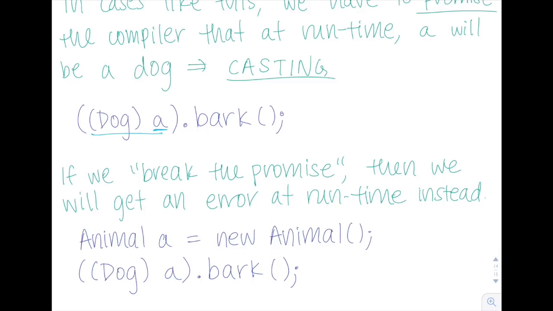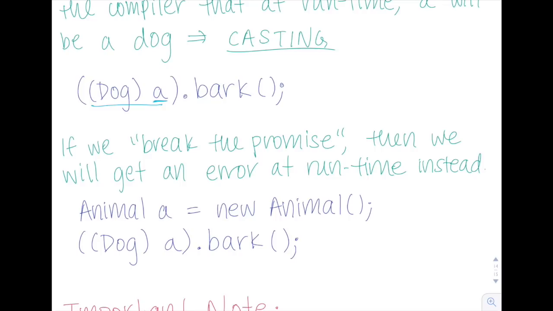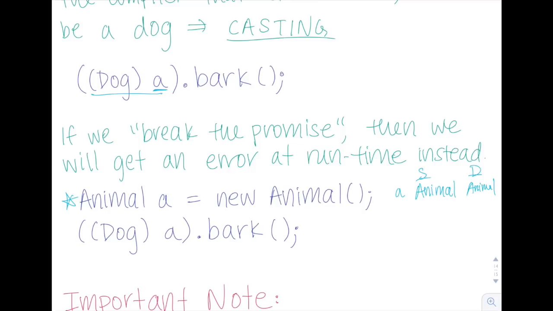All right, so here's an example of that. Suppose that we had actually said animal A equals new animal. So now A has the static type animal and the dynamic type animal. All right, so now we do the same thing. We cast A to dog and then call the bark method. Okay, so same thing, we promise the compiler, like, hey, I know A looks like an animal, but I promise the dynamic type is dog. So the compiler's like, okay, fine, I'll take your word for it.